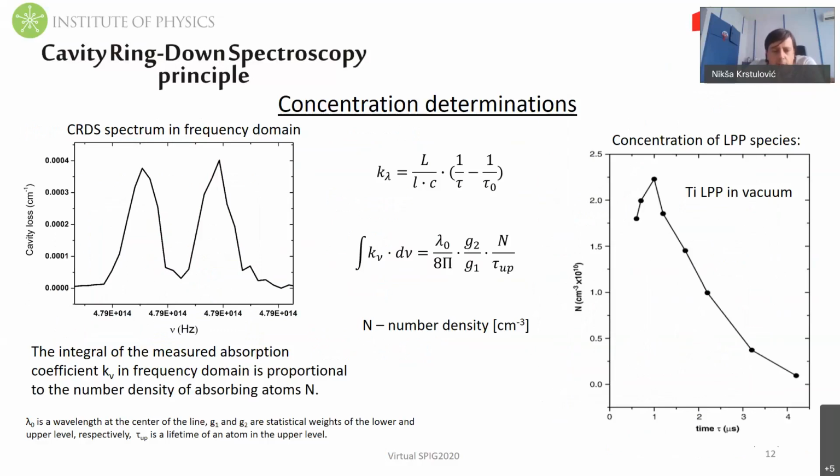Once we get the spectra, and if we transform wavelengths into the frequency domain, we can easily calculate the number density of a particular species just by using this simple formula. Here this is the number density, this is the integral of the absorption line, and these are some atomic constants. And this is how it looks, for example, upon ablation of titanium in vacuum, where we can monitor the concentration of titanium in time, of course in absolute units.